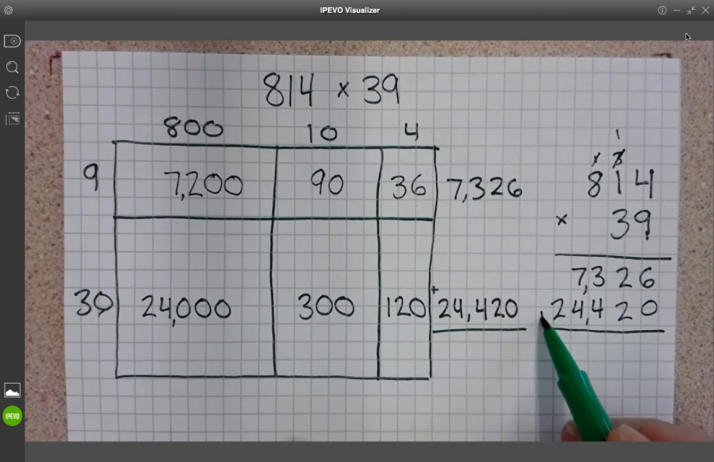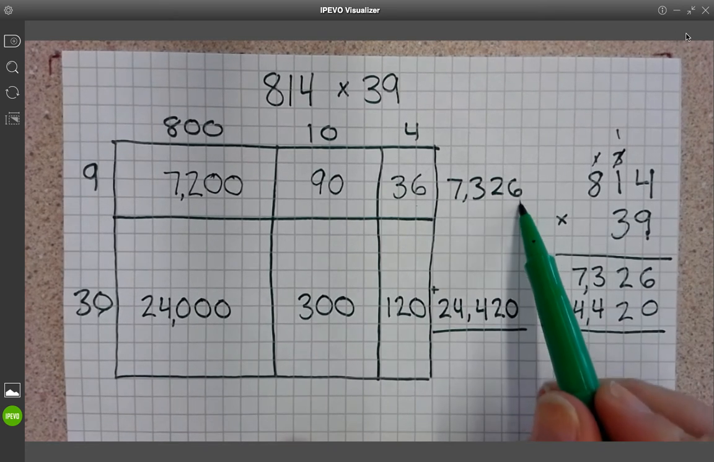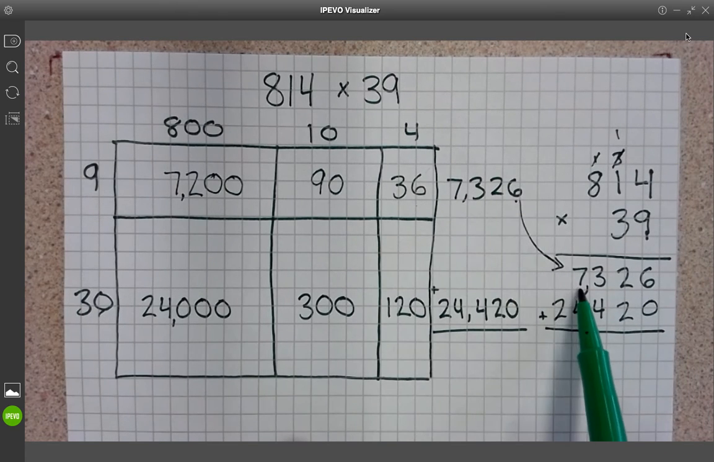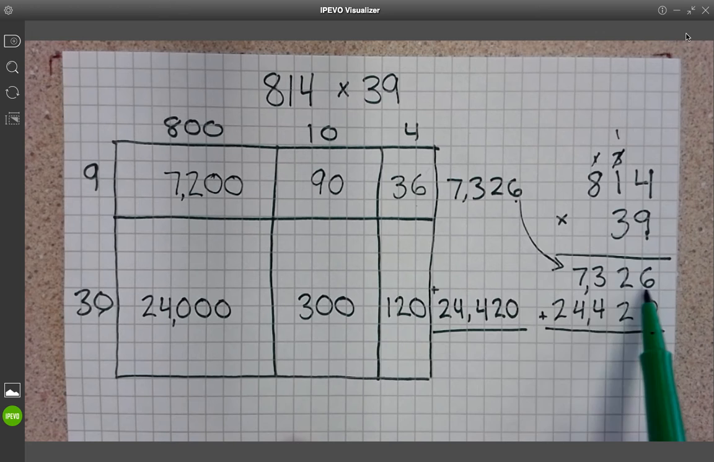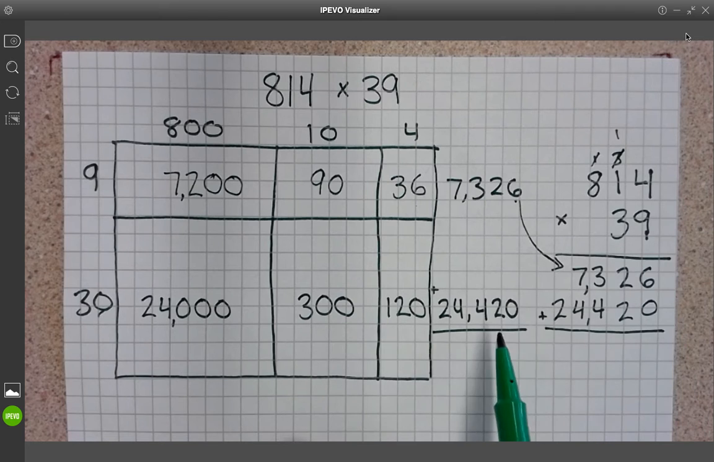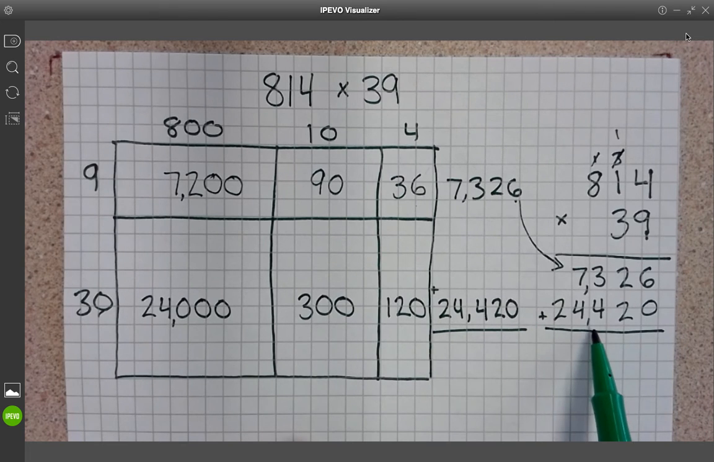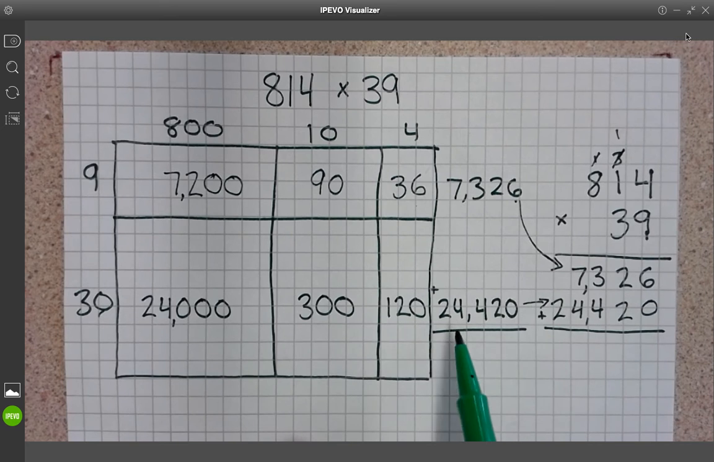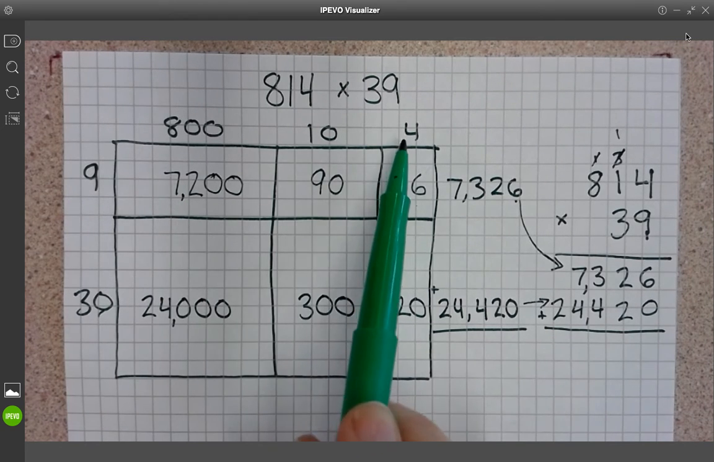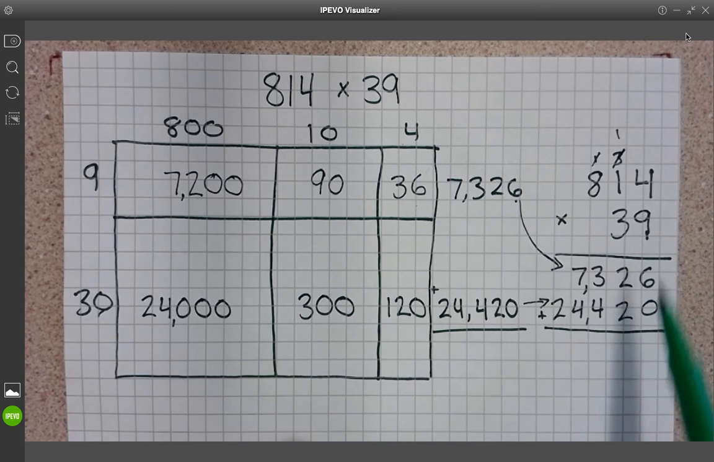And now I'm ready to add. Before I do that, I can see if these match. 7,326, that is the product of 814 times 9. And 24,420, those match. This is the product of 30 times 814. Looks like I'm good. Everything matches.